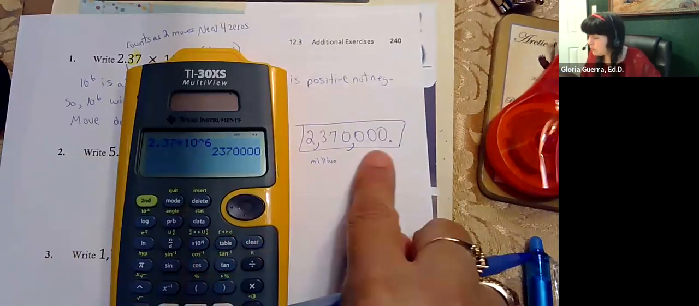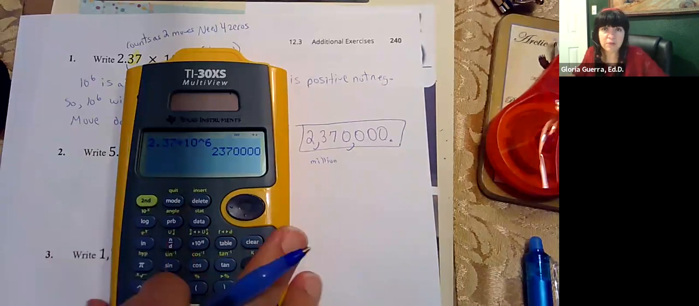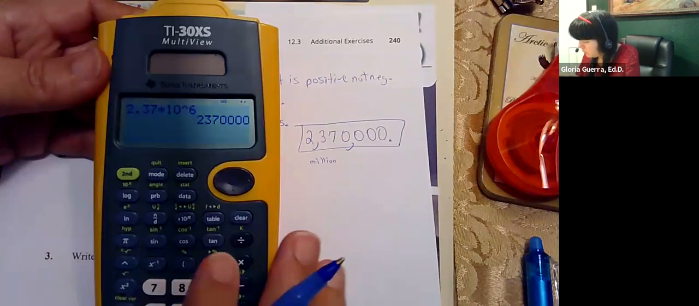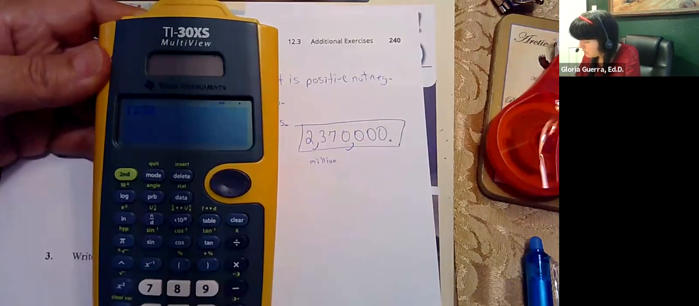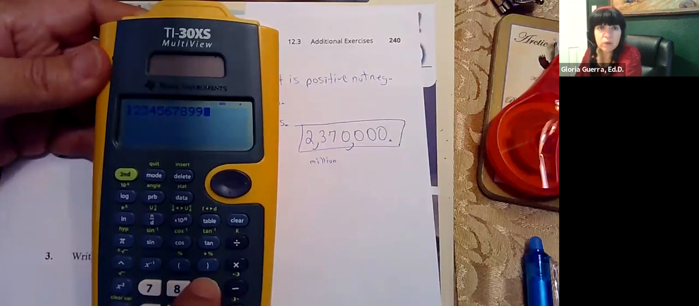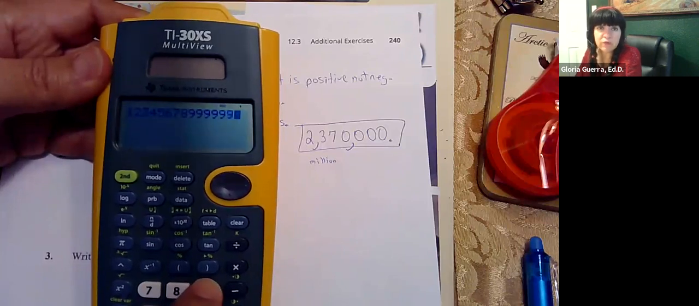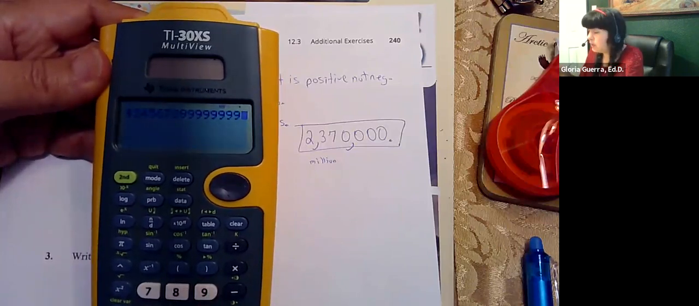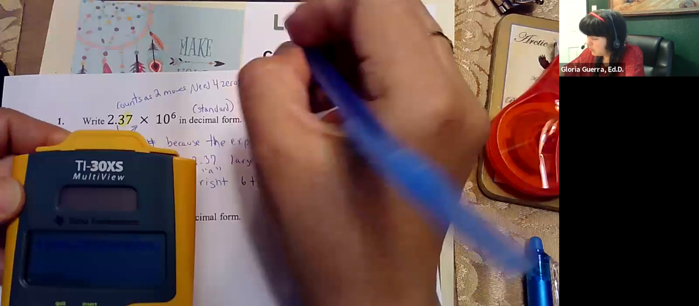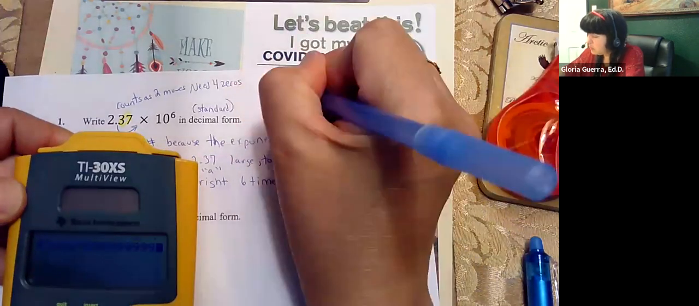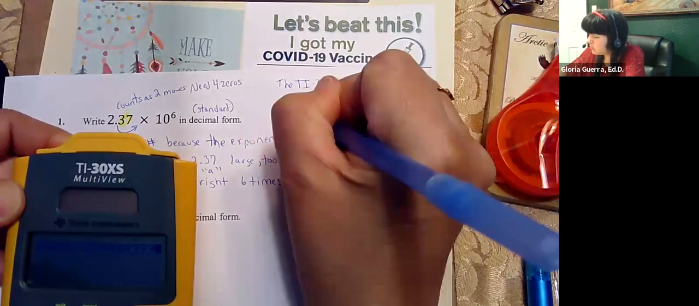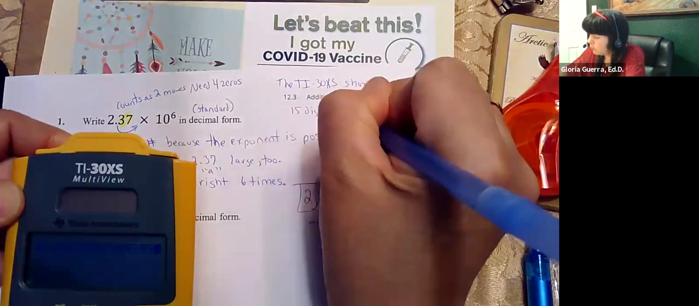You can check it. And it depends, the TI-30XS, it depends what kind of calculator you have, how many digits it can hold. This one, if I do 1, 2, 3, 4, 5, 6, 7, 8, 9, 10, 11, 12, 13, 14, 15, 16. The TI-30XS looks like it shows 15 digits in our screen, which is a lot.